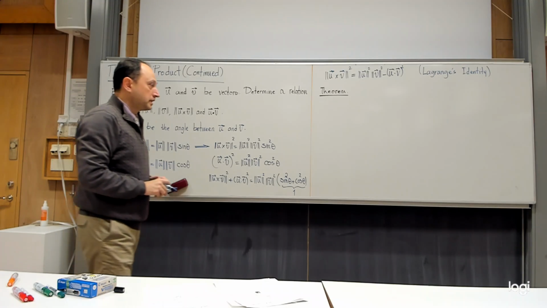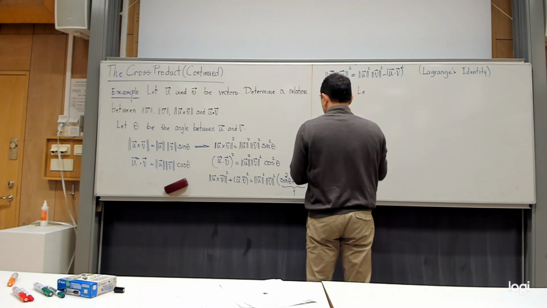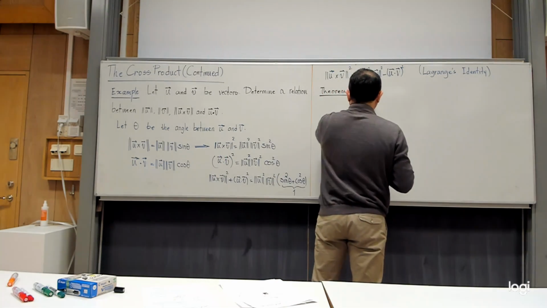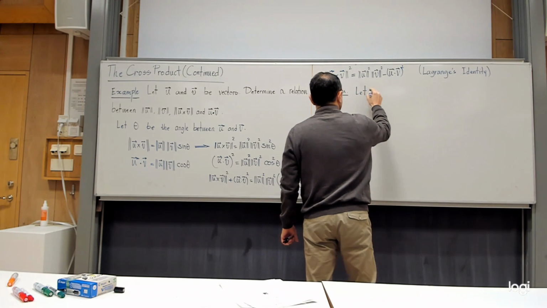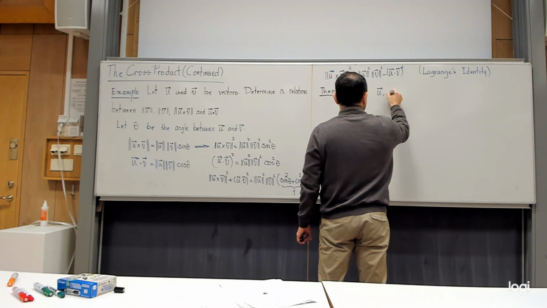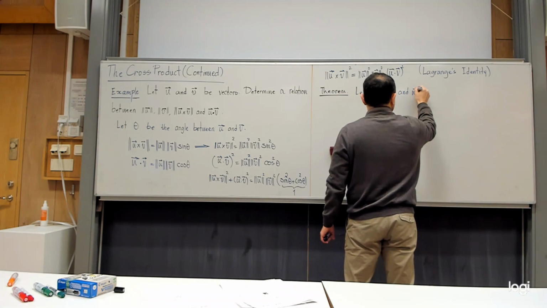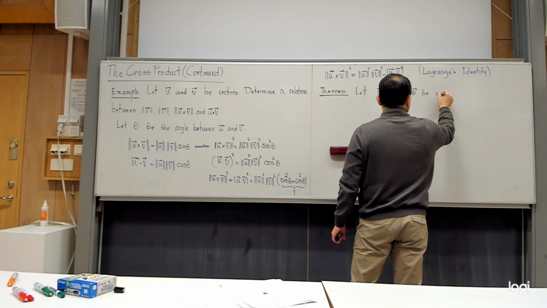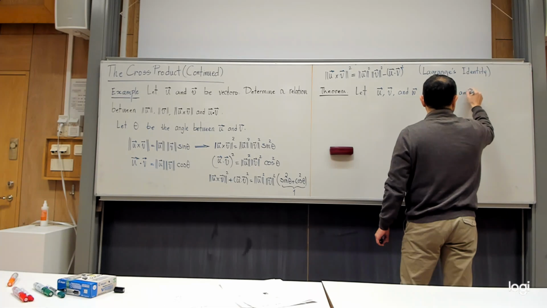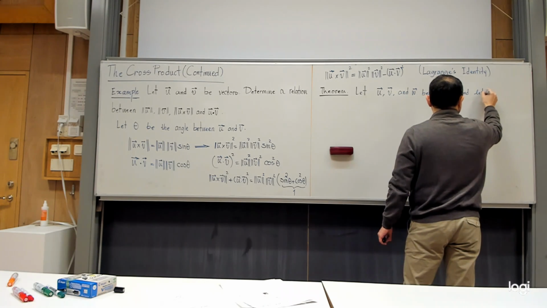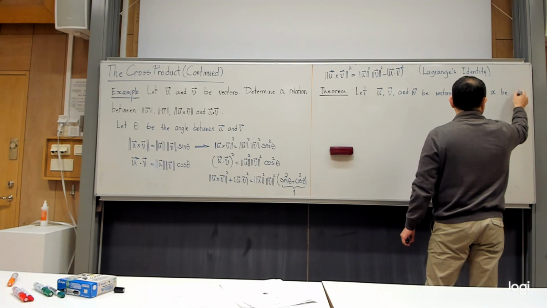So I would say let u, v, and w be vectors, and let alpha be a real number.